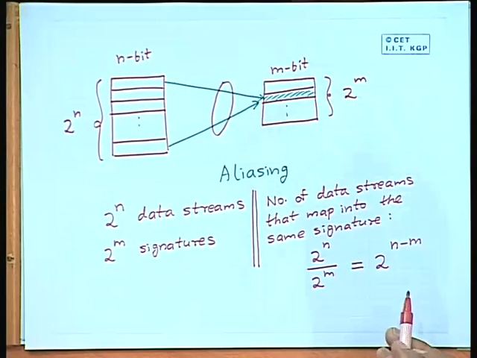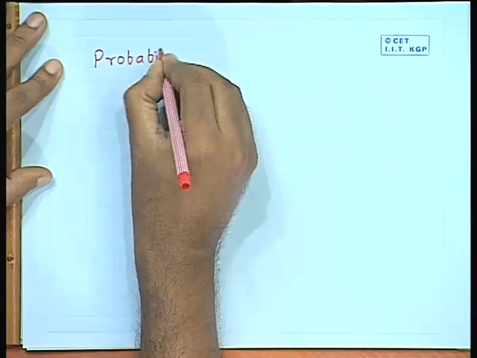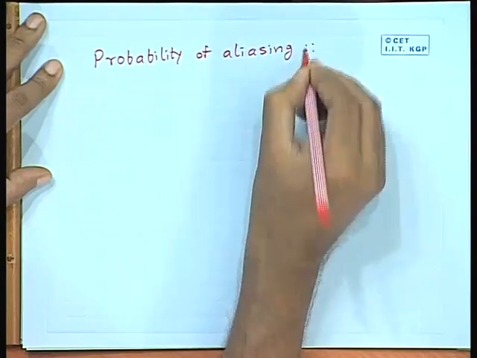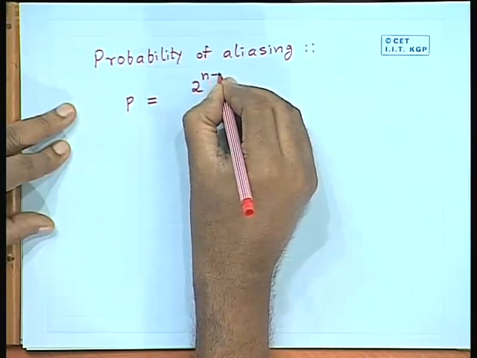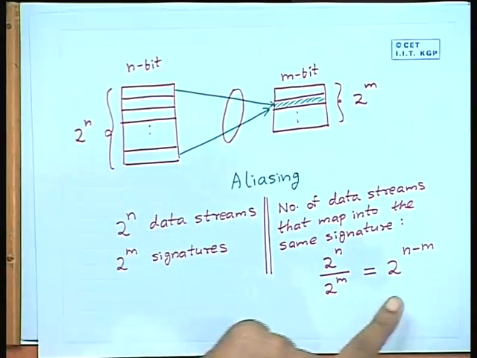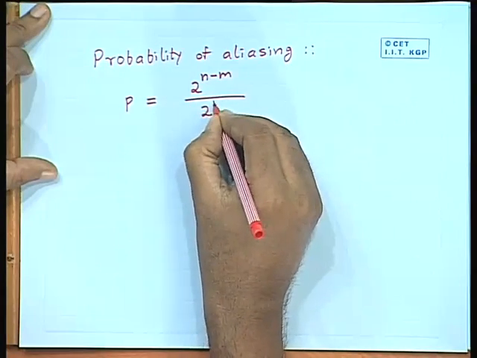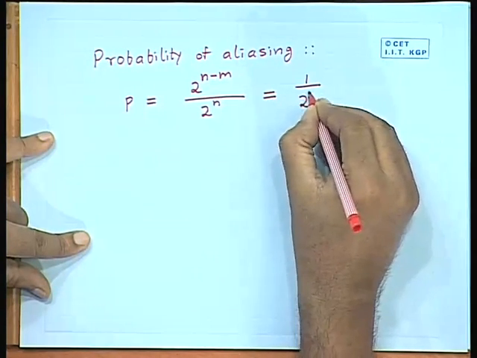Okay. So, this is a factor, and from this we can find out the probability of aliasing. We can find out the probability of aliasing as follows: P equals the number of input data streams that map into the same signature, which we have just calculated as 2 to the power n minus m, divided by the total number of patterns. This is the probability of aliasing. Now, if you see, this becomes equal to 1 by 2 to the power m.